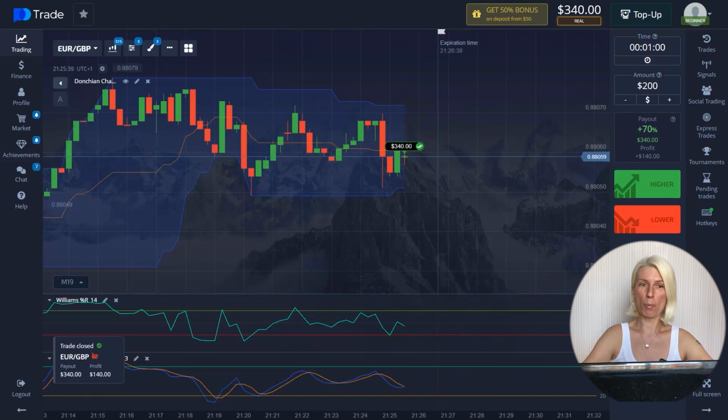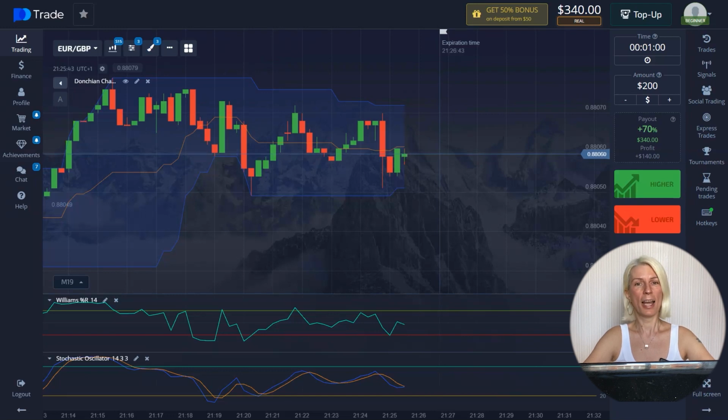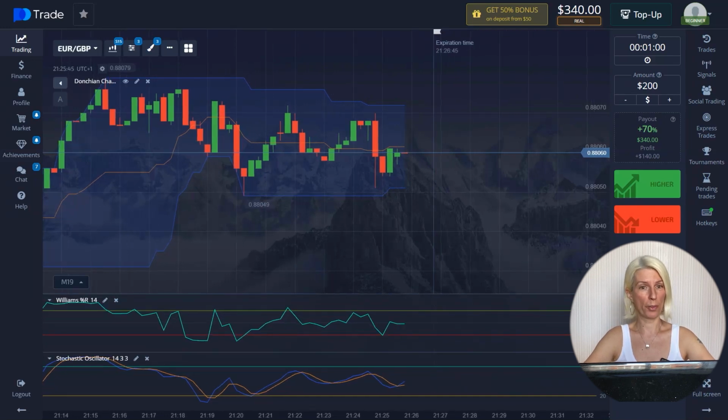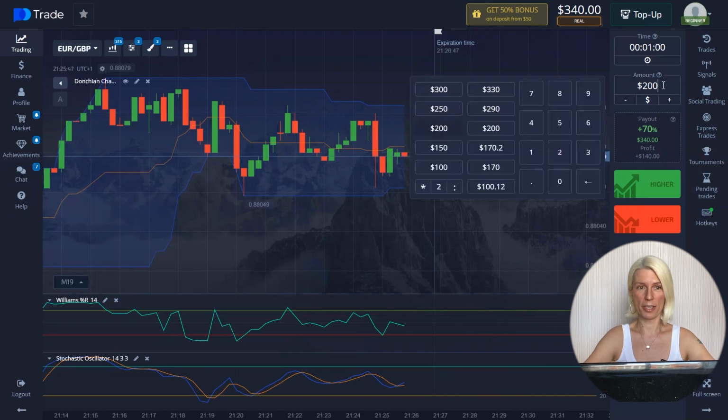Yeah! Now our profit is $140, and we have on our balance, as we see, it is already $340. And this trade went smoothly as we expected. Let's continue. But before that, I want to raise the bet amount again, and the next trade will be for $340, and it's all in again.